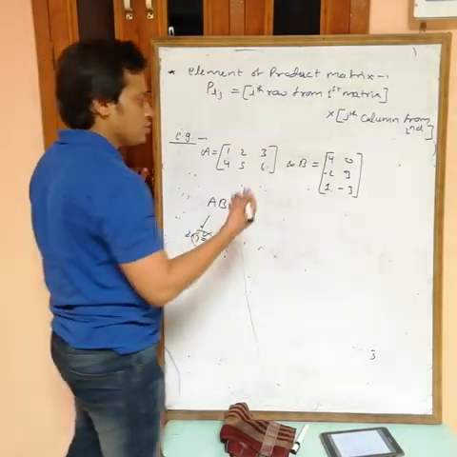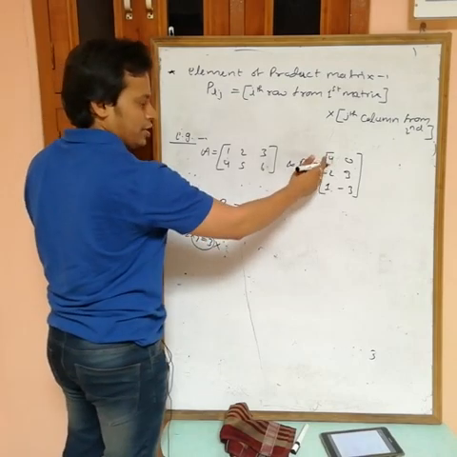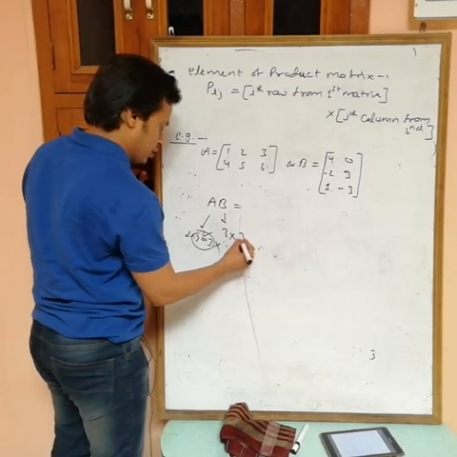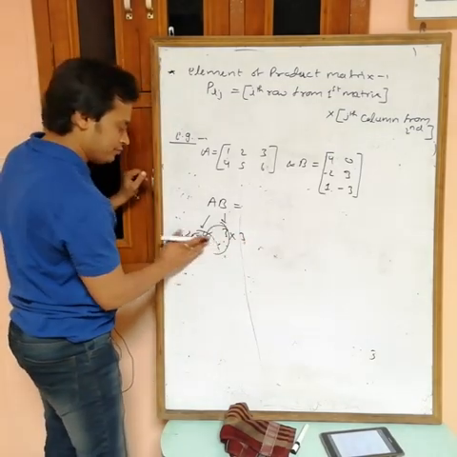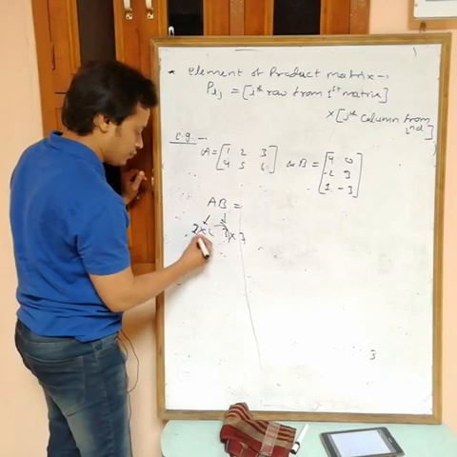Also I can say, suppose I take the order of B as 3 by 3, whereas now it is 3 by 2. If the order of B is 3 by 3, then A into B is defined, and A is the same, 2 by 3.